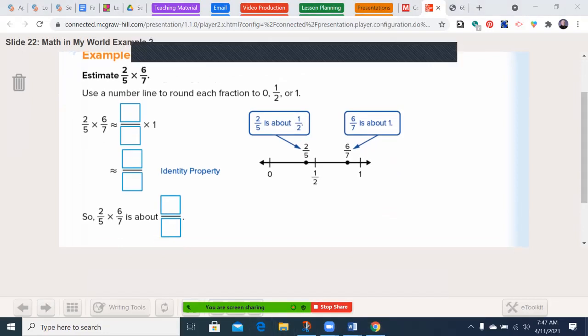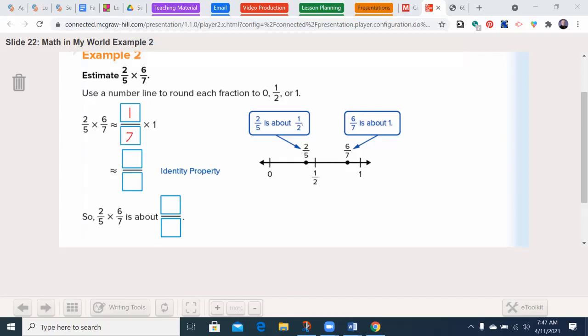I'm going to estimate 2/5 times 6/7. I could use a number line to round to our benchmark fractions of 0, 1/2, and 1. So 2/5, where do you think we should round that to? Half of 5 is 2.5, so 1 is completely eliminated. How about 0 or 1/2? Well, 2 is pretty close to 2.5, so let's go with 1/2 here. You can see that on the number line right here. And 6/7 is about 1. It's much closer to 1 than it is to 1/2.